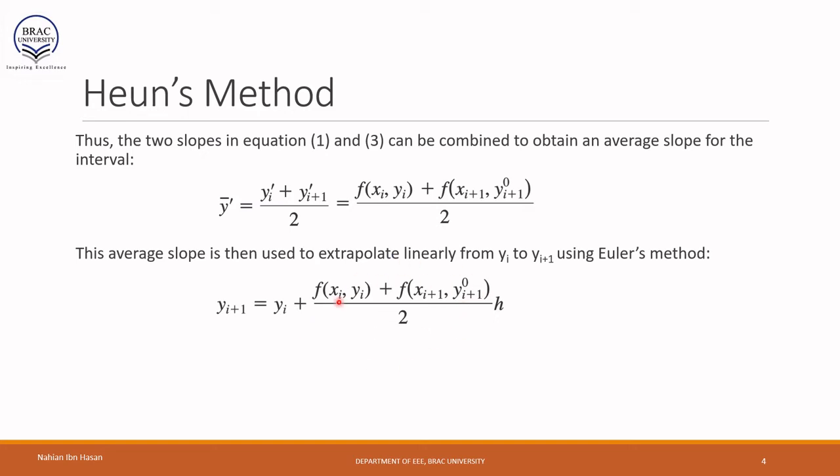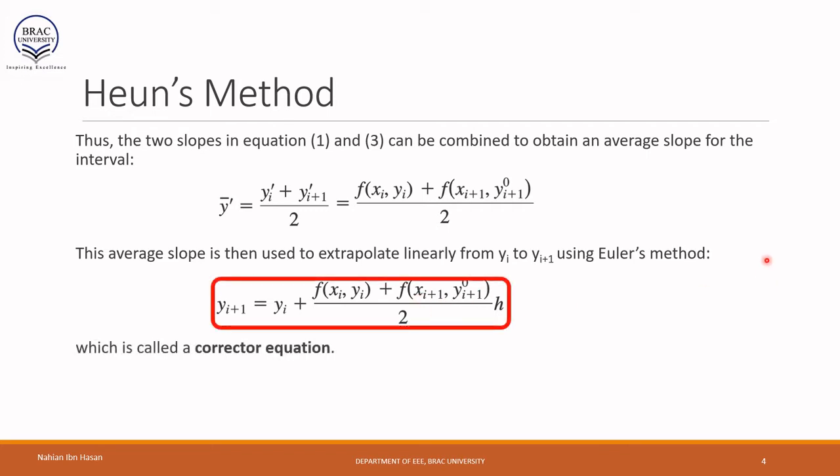Okay, so in Euler's method we had a single term here, which was f of xi comma yi, but in Heun's method we are just taking the average of these two slopes, which is at the initial data point and the end of the data point. So this is the final Heun's method equation, and this is also called the corrector equation.